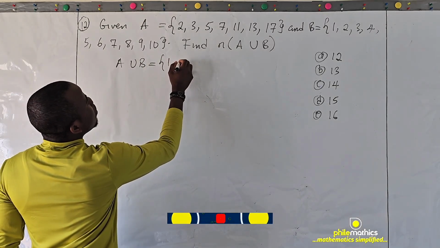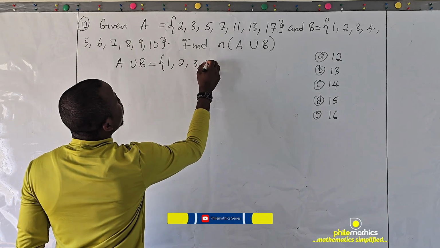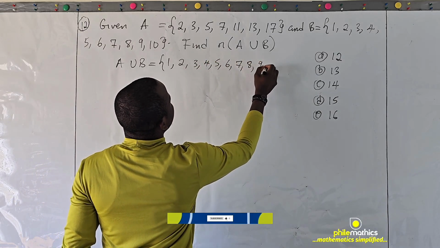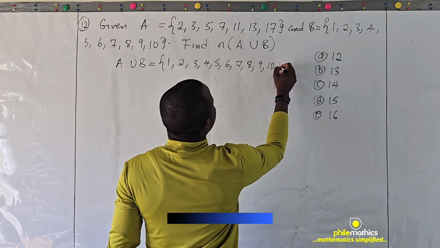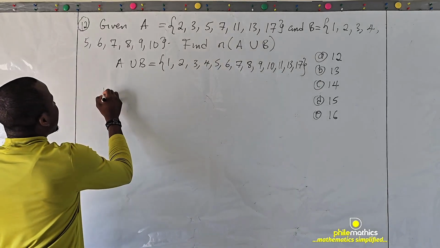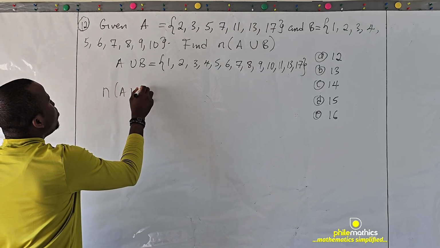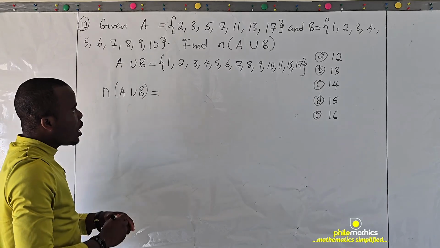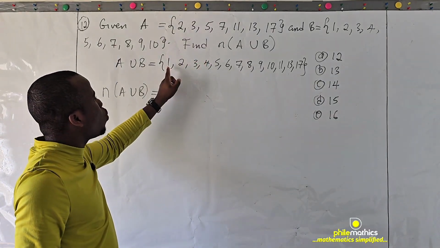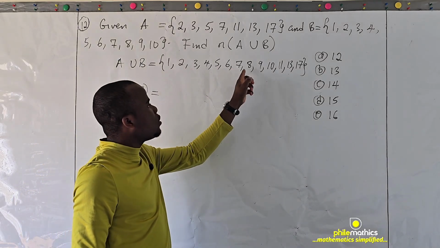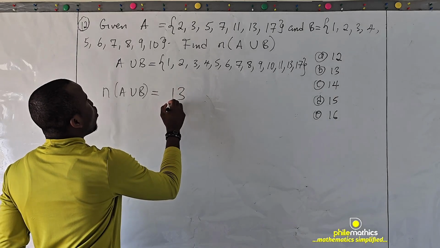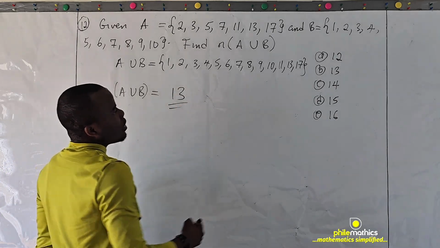there's 1, there's 2, there's 3, there's 4, there's 5, there's 6, there's 7, there's 8, there's 9, there's 10, there's 11, there's 13, there's 17. And so the cardinality of A union B is simply asking us how many elements are in this union. So we count 1, 2, 3, 4, 5, 6, 7, 8, 9, 10, 11, 12, 13. And so the cardinality of the union of this set is simply 13, and that's B.